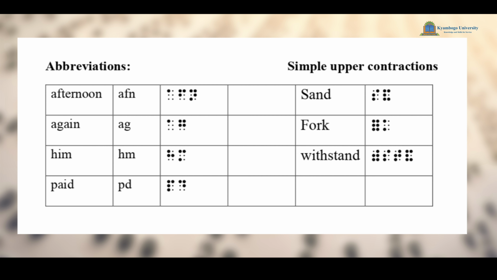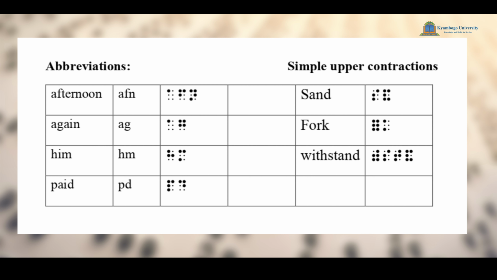The next abbreviation is again. Again, you write letters AG. You leave space, you proceed. Next is him, H-I-M. Him is represented by letters H-M. You remember you cautioned you that we should not formulate our own abbreviations. Next abbreviation is PAID, P-A-I-D, is represented by P-D.